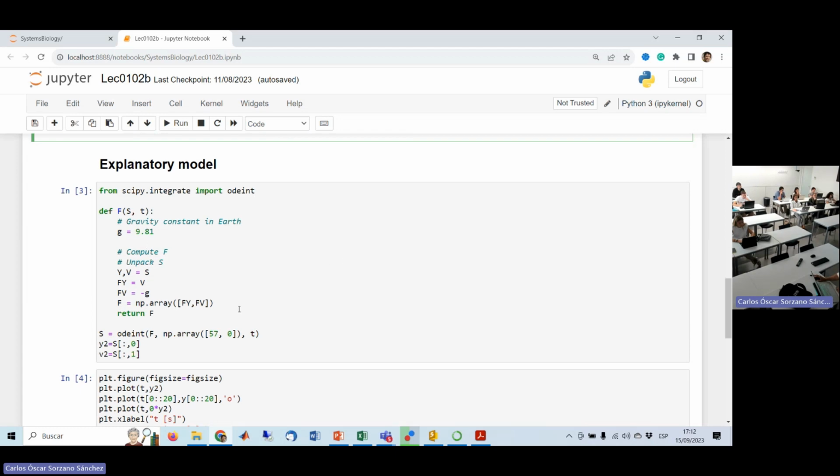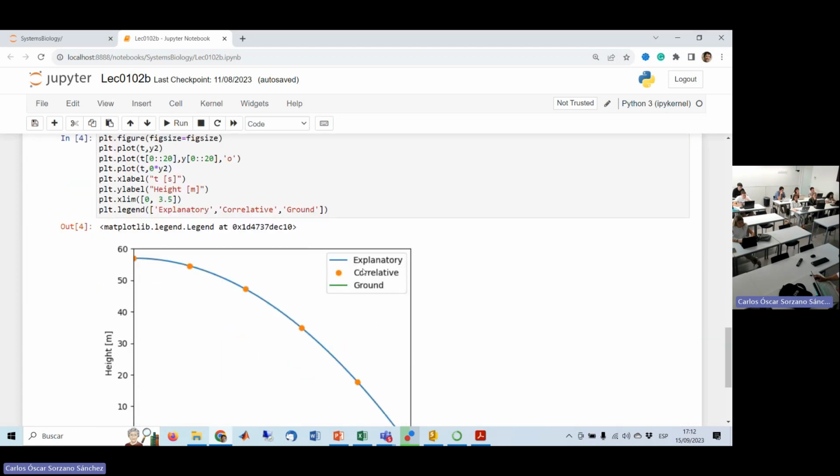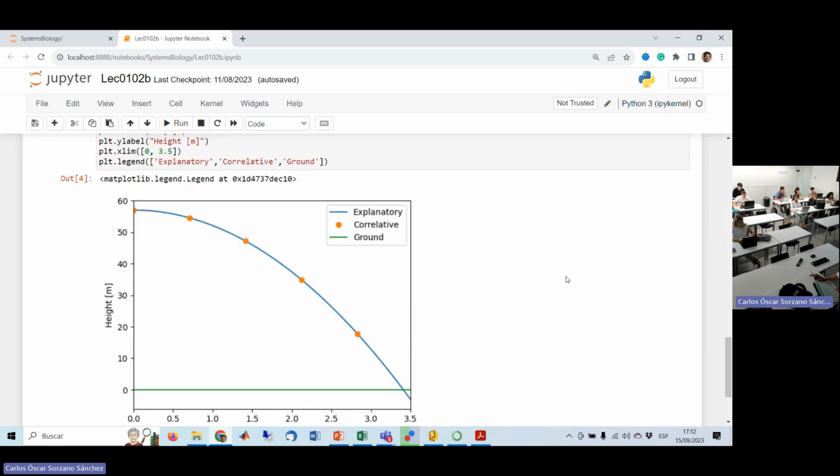So the explanatory model we have already seen, and these orange points are the correlative, so it is just the one above, and this is the explanatory. So the explanatory is totally consistent with the other one, as it should be, and it gives you the same solution, but now it gives you the explanation. So there are forces that are acting on an object, and the state of the object is defined by the location and the velocity, and then you know how they change over time.